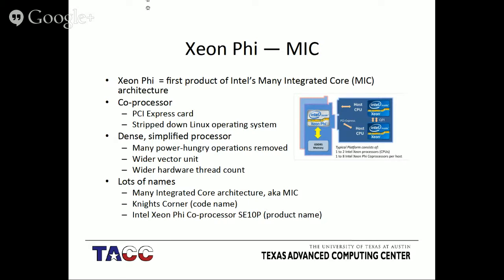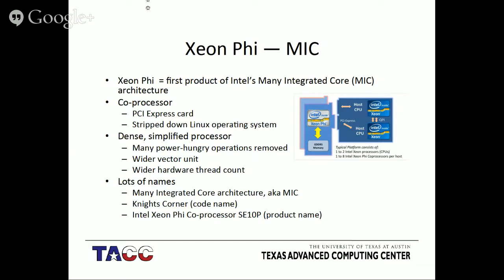And then some of the complex hardware that you find in the Xeon, in the CPU chip, those are removed to make room for more cores that are put on this chip. And at the same time, to increase floating point throughput, it has a wider vector unit and it has more threads than you will find on a Xeon.